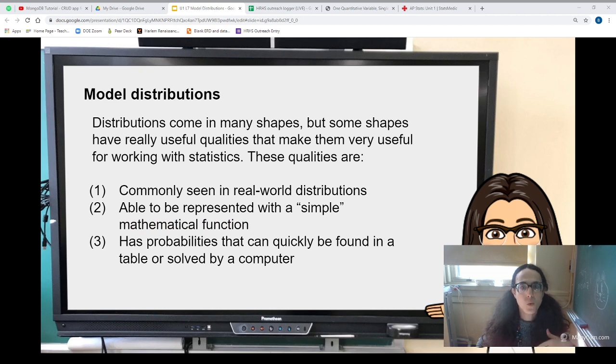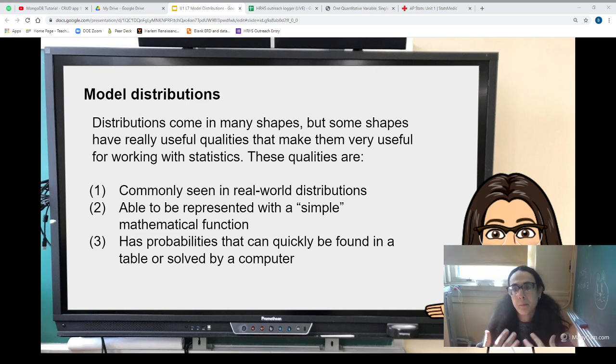So what do I mean by this term model distribution? In math, when we're talking about a model, we are talking about some kind of known entity that we can easily work with that can stand in for something else. The most common kind of models we talk about are linear equations, when we use a simple linear function to stand in for some more complex real-world process.